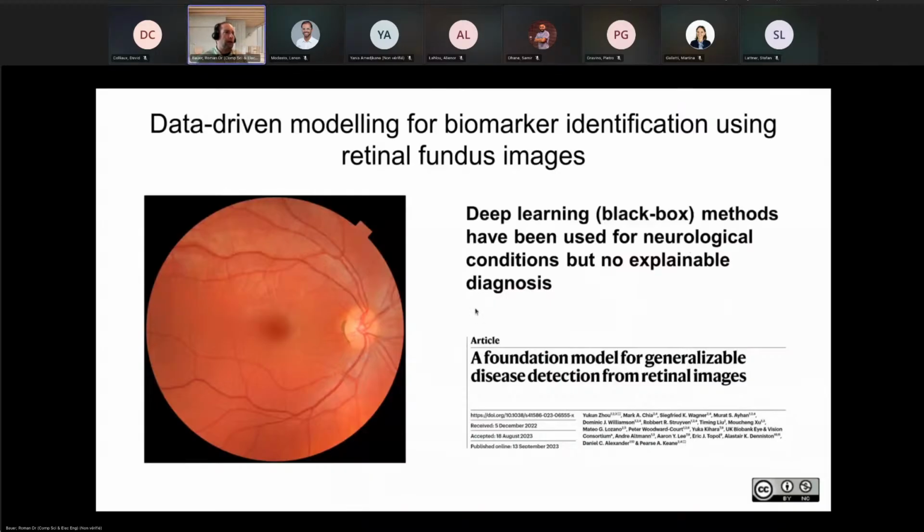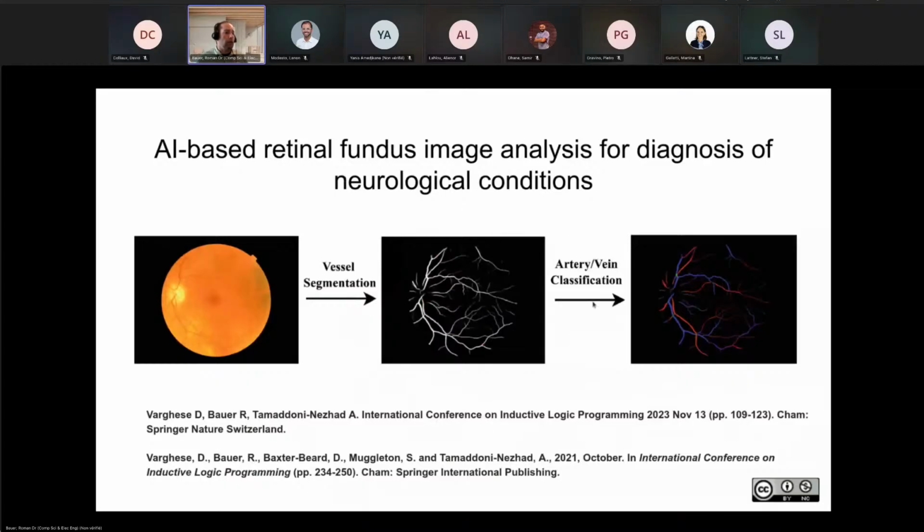This is something we are tackling in collaboration with colleagues at Surrey, but also at other universities, in Newcastle and so on. So how do we do this? One first step is the processing of the retinal fundus image, where we can segment the vessels. So one can extract and infer where the vessels are, and then we can classify arteries and veins.